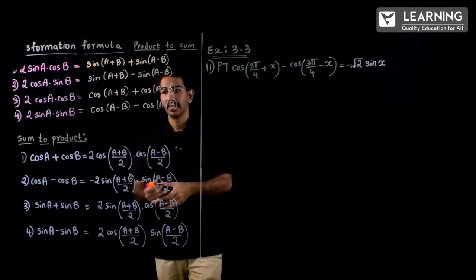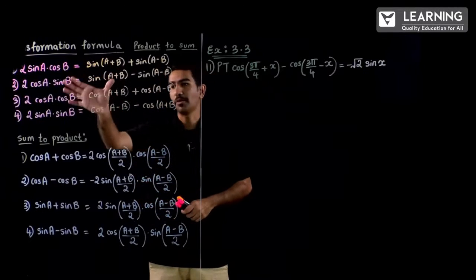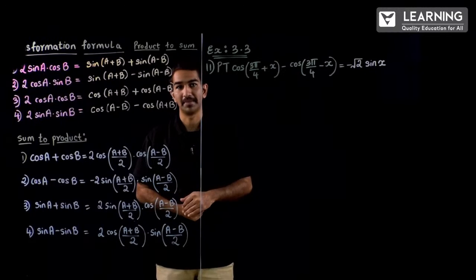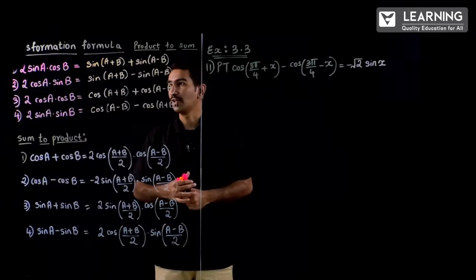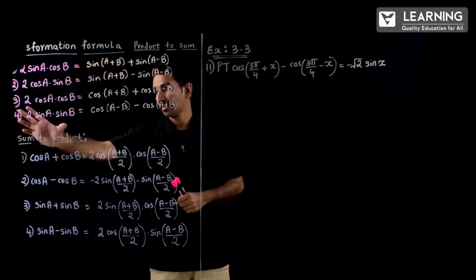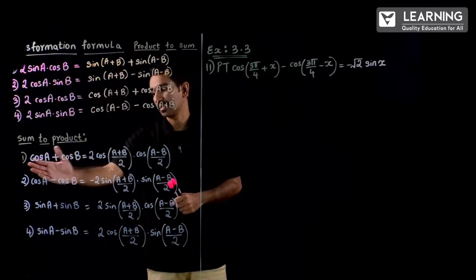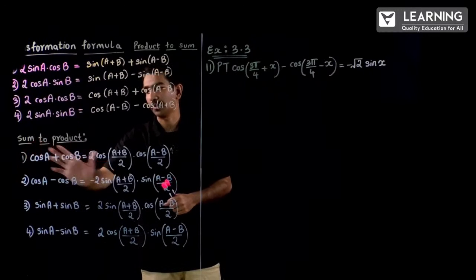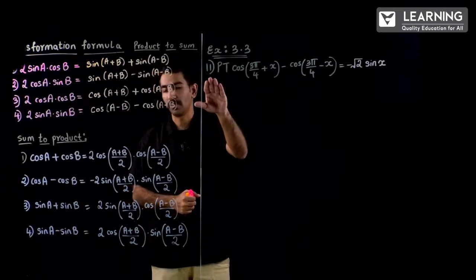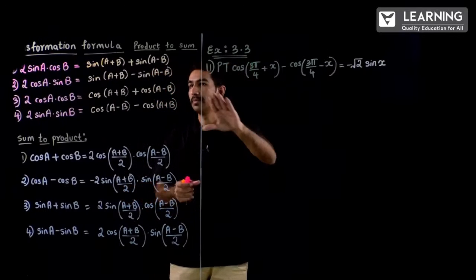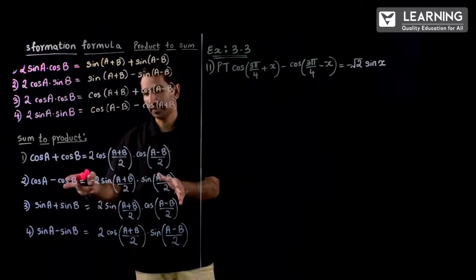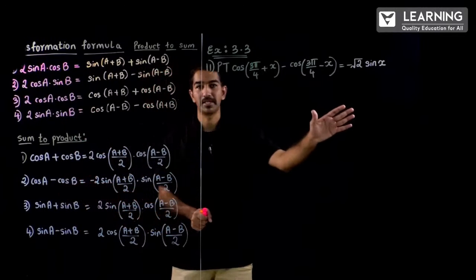Sum to product. We can prove each one of these formulas, students, but proof will not be asked in your examinations as well as in your competitive examinations. What will be asked is, you have to know these formulas. The first 4 in the first one, product to sum, and the second 4 in the second one, that is sum to product. So from question number 11 onwards in exercise 3.3, we will be using these formulas. We'll keep this side as it is, and we'll be using this and solving these problems.